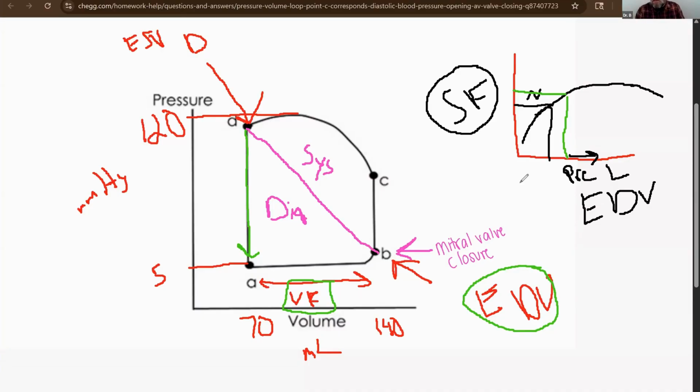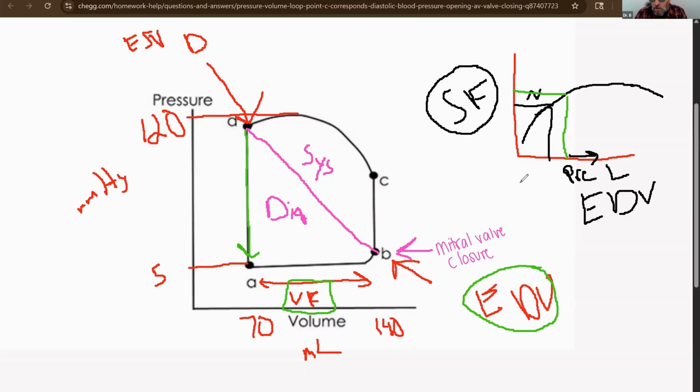And there are some pathologies, like mitral valve calcification, mitral valve prolapse, or mitral valve insufficiency. All of these are pathologies that can affect the mitral valve and actually allow blood to go back the opposite way. And you'll see that will cause a whole slew of problems. But okay, so that's mitral valve closes.